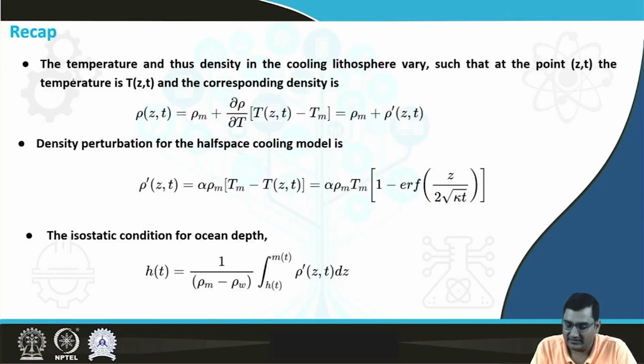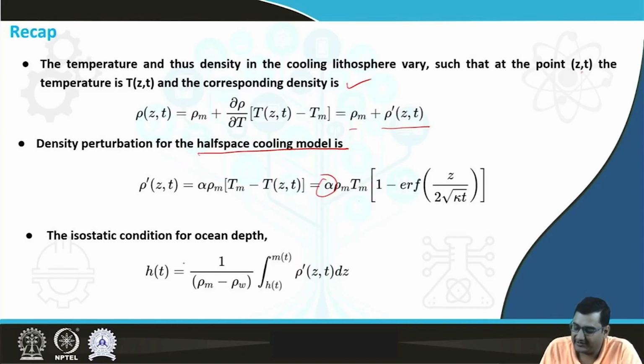The temperature, and thus density, in the cooling lithosphere vary such that at the point (z,t), the temperature is T(z,t) and the corresponding density is ρ(z,t) = ρm + (∂ρ/∂T)(T(z,t) - Tm) = ρm + ρ'(z,t). The density perturbation for the half space cooling model is ρ'(z,t) = αρm (Tm - T(z,t)), in terms of the coefficient of thermal expansion α, which is equal to αρm Tm [1 - erf(z/(2√(κt)))].